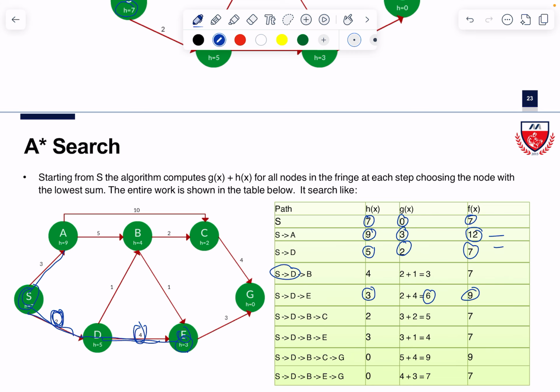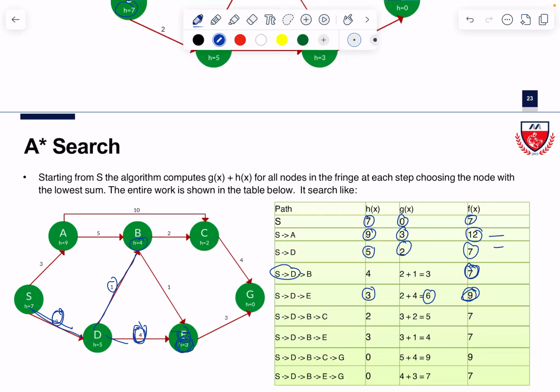Tapos, sa SDB, hindi niya na-visit ang SDB. SDB, nag-visit na siya ng C agad. Tama pala. So, 7 yung SDB. SDB 7, SDE is 9. So, balikan ko ha. It might be confusing. Once again, from S to D to B, we have a heuristic cost of 4, but an actual cost of 3, 2 plus 1, so that is 7. From S to D to E, heuristic cost of 3, but it has an actual cost of 6, so that is 9. So 3 plus 6, that's 9.